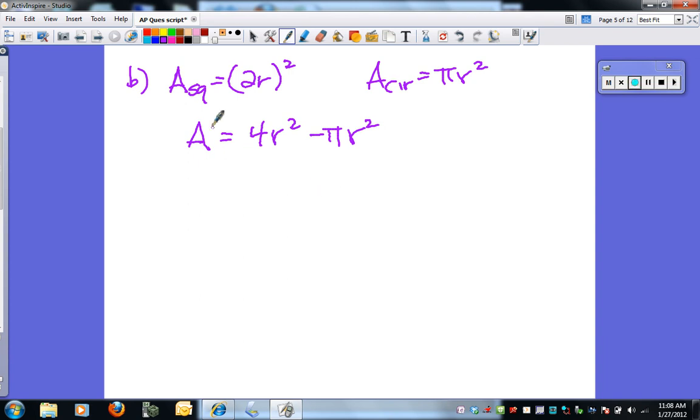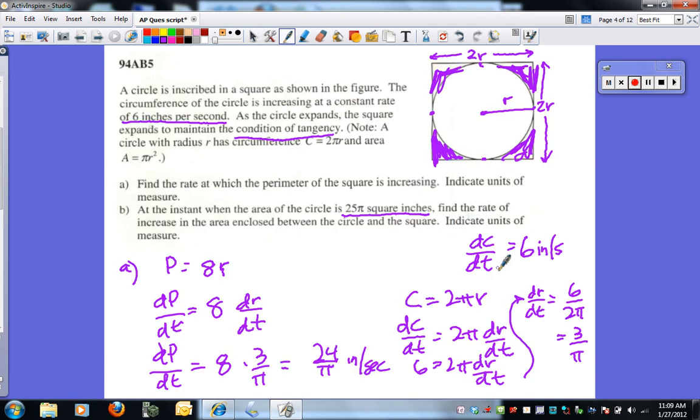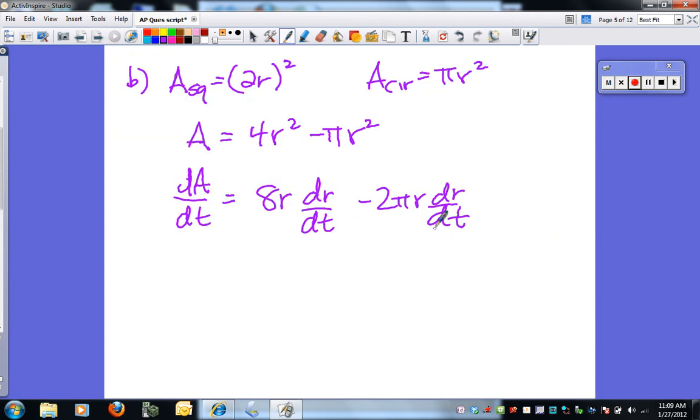And we need to find dA/dt. So take the derivative. dA/dt equals 8r dr/dt minus 2 pi r dr/dt. So let's plug in what we know. Do we know dr/dt? Let's look. Do we know dr/dt? Wait, 3 over pi, can we use that still? Of course we can. It's still the same problem, still the same situation. So we have dr/dt.